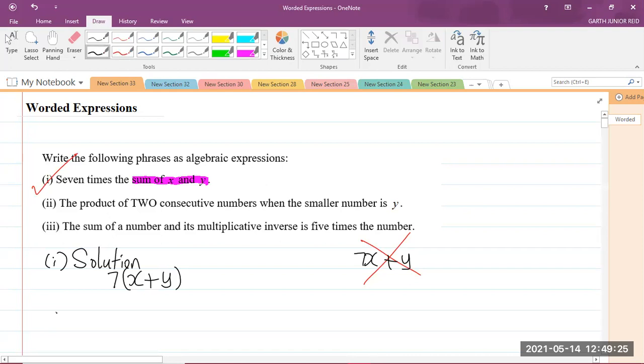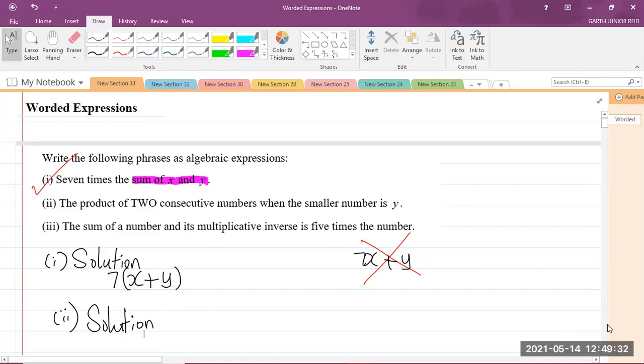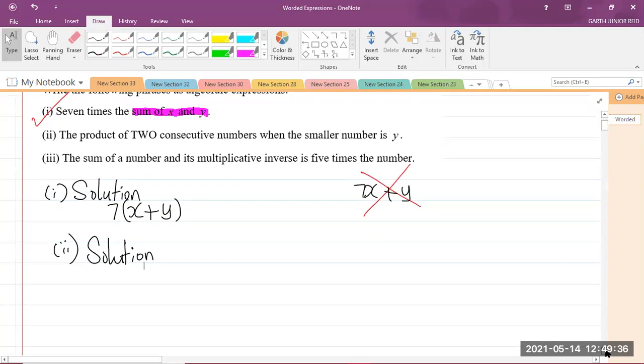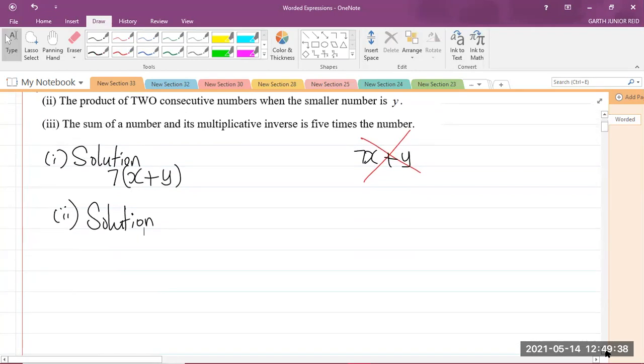Part 2, solution. Part 2 says the product of two consecutive numbers when the smaller number is y. So let's look at it. 2 and 3 are consecutive numbers. 3 and 4 are consecutive numbers. 4 and 5 are consecutive numbers, and so on.